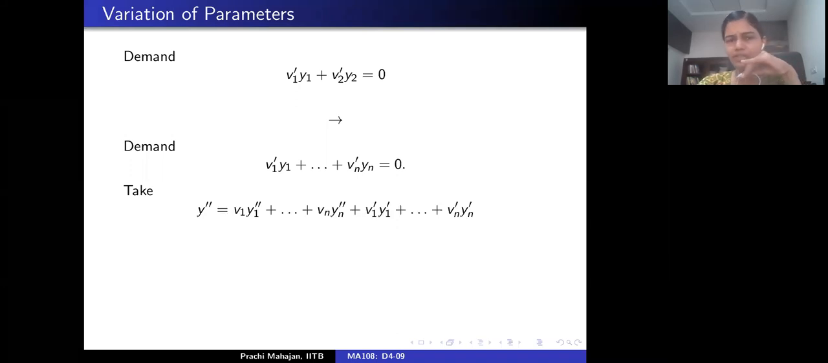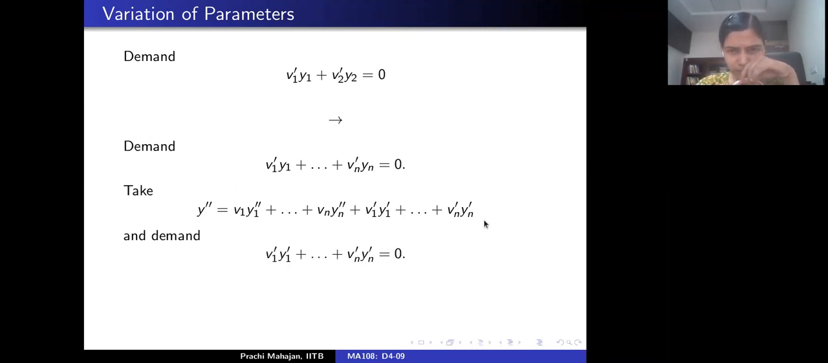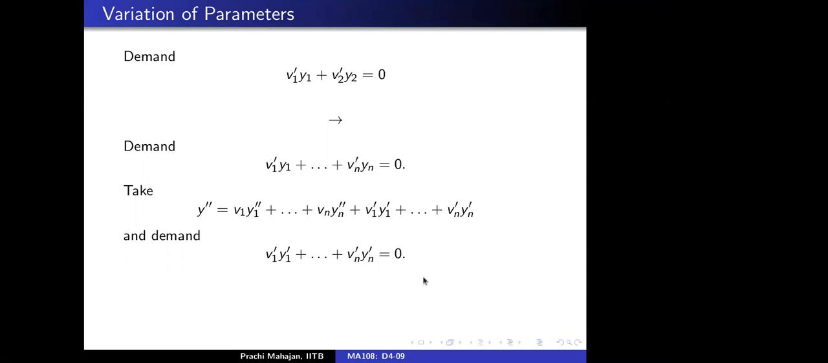So at stage 2, when I'm differentiating twice, this term is going to contribute derivatives of v. So I'm going to suppress this term. I'm going to demand that the derivative of v1 times the derivative of y1 plus the derivative of v2 times the derivative of y2, up to the derivative of vn times the derivative of yn, is 0. Is that okay?